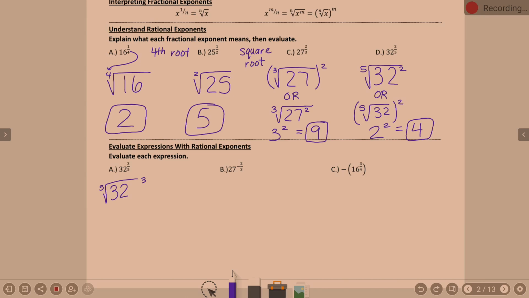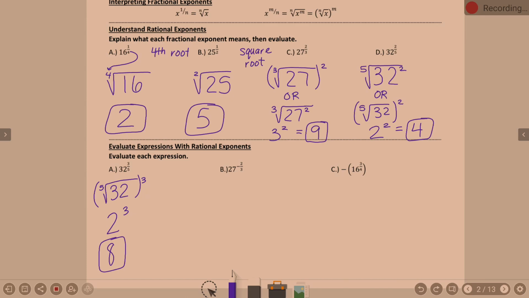Okay, and as I said, I tend to do the root first, because otherwise, I don't know what 32 to the 3rd is. I'm tied to my calculator then. You know a few of these basic numbers, you're not tied to the calculator. What was the 5th root of 32? 2. 2 to the 3rd is 8. Okay?